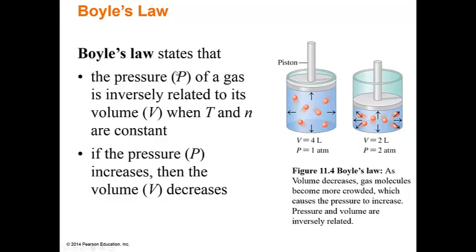So Boyle's law states that the pressure of a gas is inversely related to its volume when the temperature and moles are constant. Okay, so all things being constant, 70 degrees, 70 degrees, 70 degrees. So if the pressure increases, then the volume decreases. If the volume increases, then the pressure decreases.